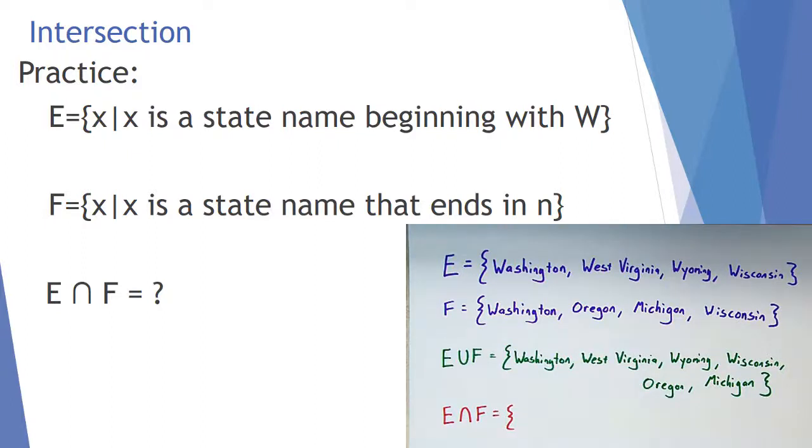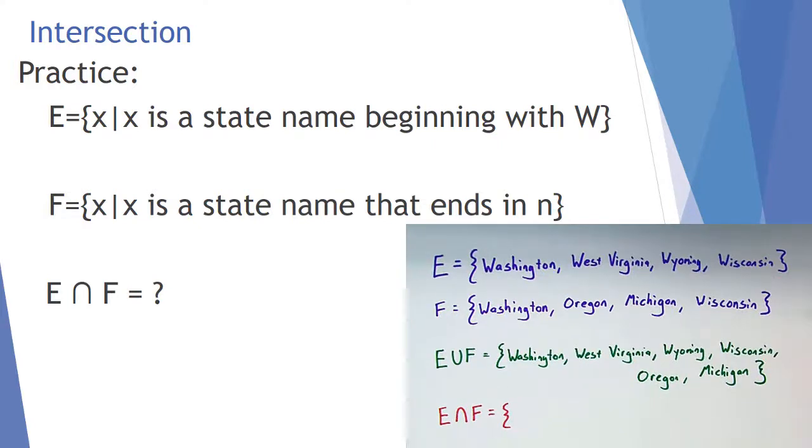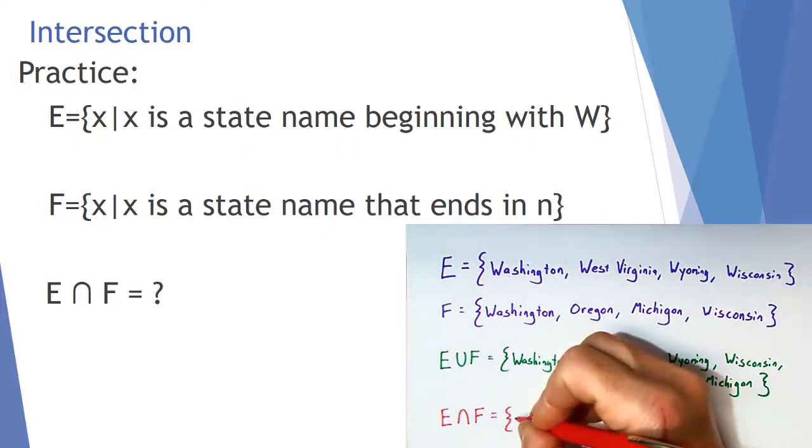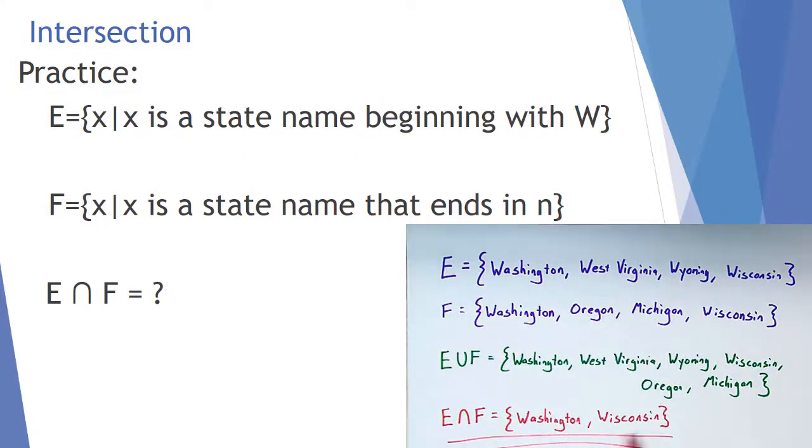Okay, well, we saw that the union were all the W states and the states that end in N pooled together. We joined the two sets. The intersection will consist of states that both start with W and end in the letter N. And of course, there are only two of them. And they are, of course, Washington and Wisconsin. Start with W and end in N. That's a pretty exclusive club.